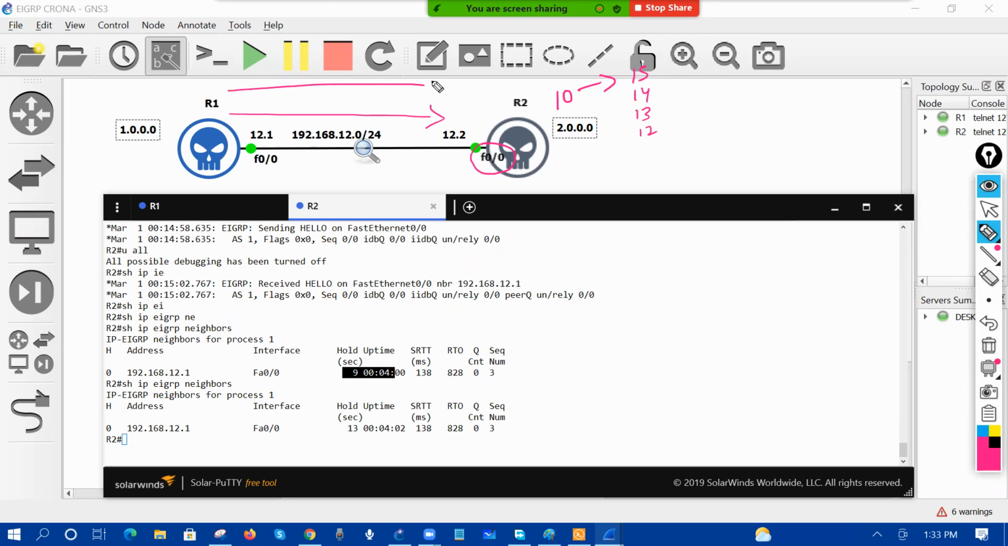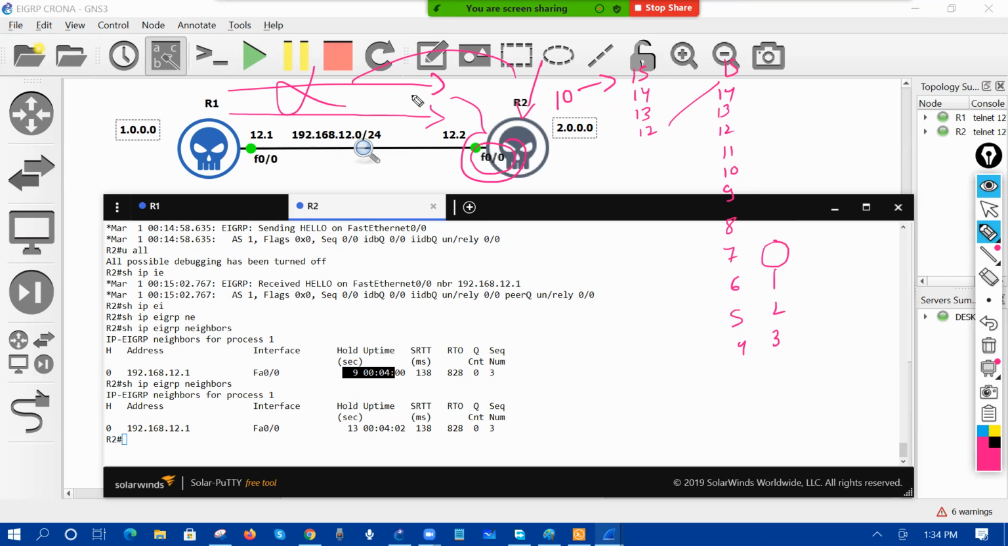Again, R1 will send the hello packet, R2 will receive it on this particular interface, and reset to 15 again. Again 14, 13, 12, 11, 10, 9. Still R2 has not received the hello packet from its neighbor. 8, 7, 6, 5, 4, 3, 2, 1. Once it becomes 0, R2 will declare, hey, my neighbor is dead, because I haven't received any hello packet from my neighbor.